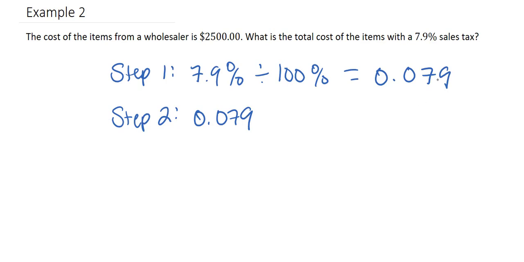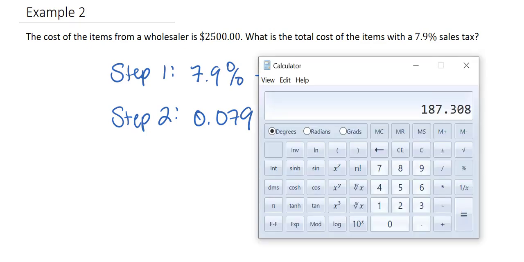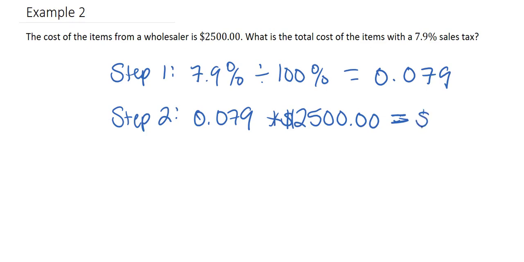Step 2, we're going to take that decimal. What we kind of just noticed is we're taking whatever we found in the last step and adding it to the second step somehow. So this one we're going to multiply by 2,500. And we get $197.50.